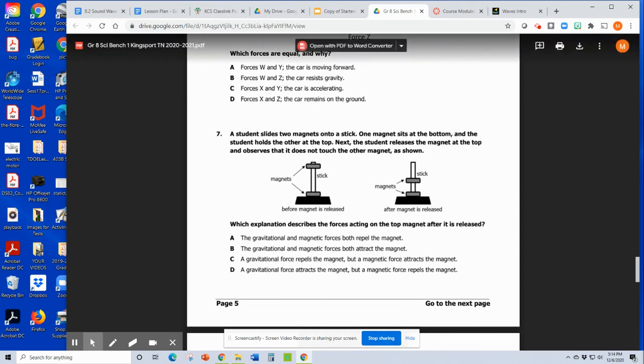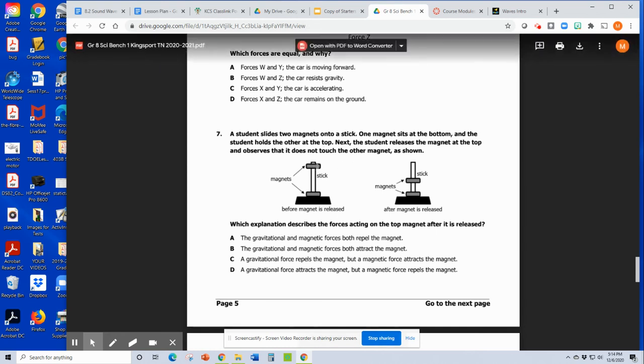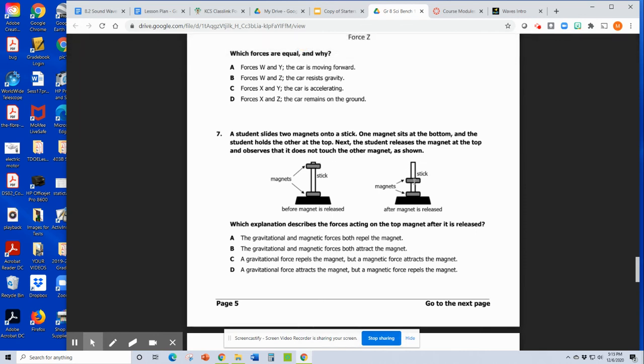And then number 7, a student slides 2 magnets onto a stick. One magnet sits at the bottom and the student holds the other at the top. So the student is holding this one up. Next, the student releases the magnet at the top and observes that it does not touch the other magnet. So the student is maybe holding this, lets it go, and it goes down, but not all the way. Which explanation describes the forces acting on the top magnet after it's released?